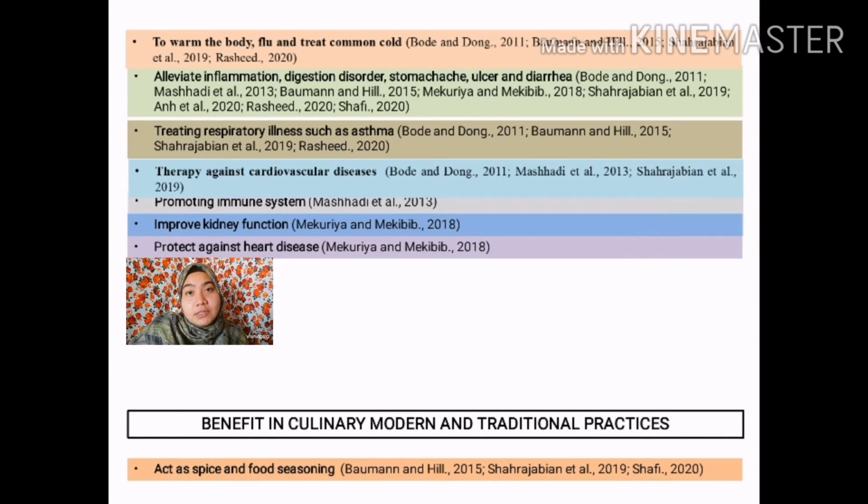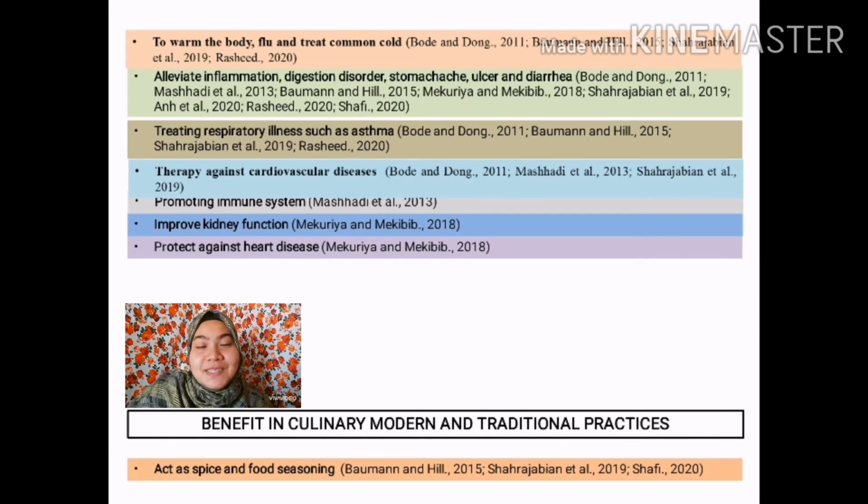Next, as ginger possesses a hot and warm effect, in traditional practices it is used to treat common cold and flu. Next, ginger also helps in treating respiratory illness such as asthma. It also helps you to relieve your muscle pain, stomach ache, and ulcer. Ginger is used as a spice and is also used as a food seasoning.